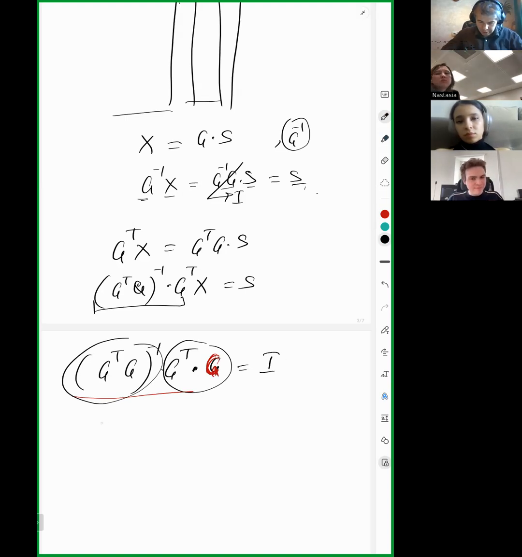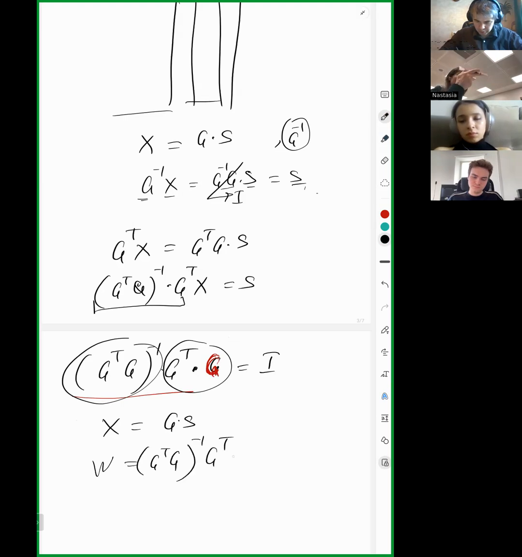And that means that in the case your model is G times S, right, once you have multiplied your X on the left-hand side by this matrix, which we will call W, it's G transpose G minus first G transpose times X. I will substitute this X, you will have G times S, and so you will basically get your time series S. Okay, so this we have already done.